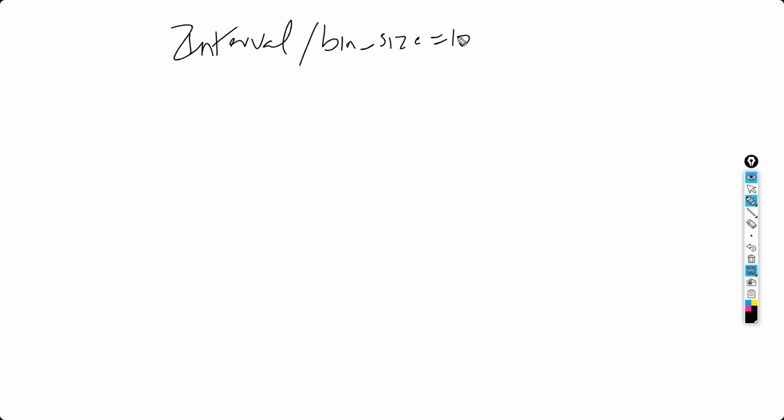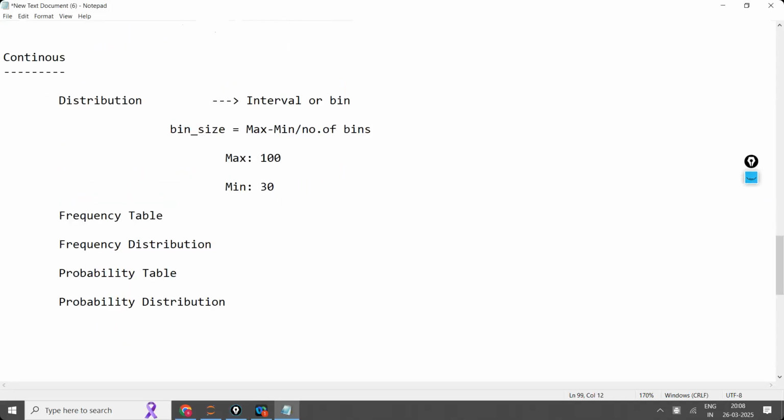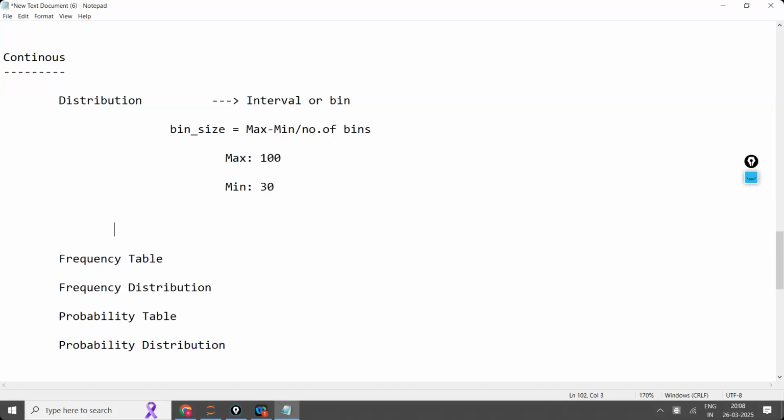Interval size is 10. Now here I am writing the interval. What are the intervals we are having? Distribution, as I have told you, means nothing but interval. So finally, for this example, what is the distribution you are having? Interval of 10. What is the starting value? 30. After 30, what is the next number you have to write? 40. 50, 60, 70, 80, 90, 100.